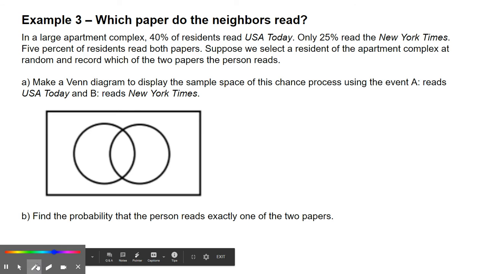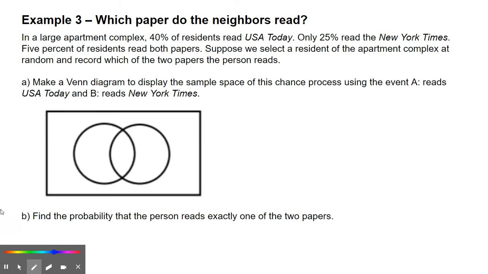Okay, so let's take a look at this problem. In a large apartment complex, 40% of residents read USA Today, only 25% read the New York Times, and 5% of residents read both. Suppose we select a resident at random, make a Venn diagram. So we're just going to do part A. So we're going to make a Venn diagram here.